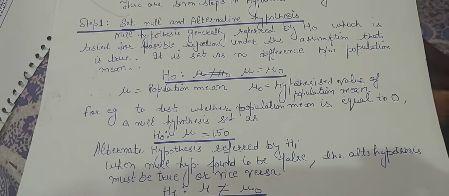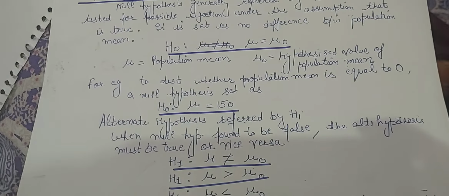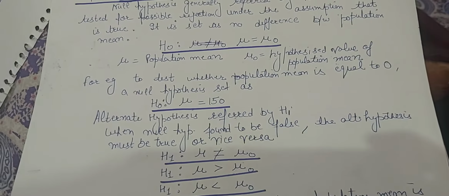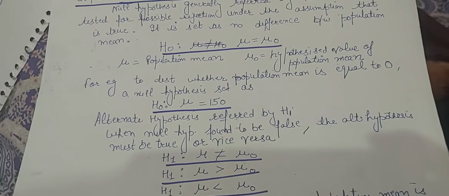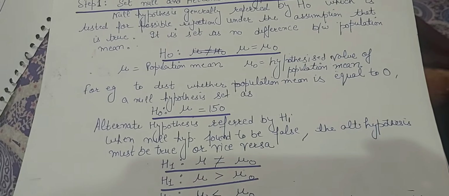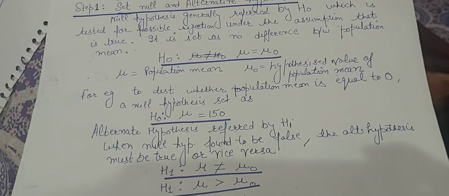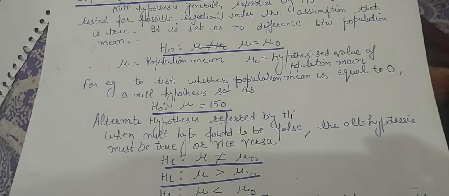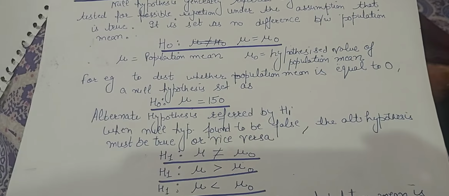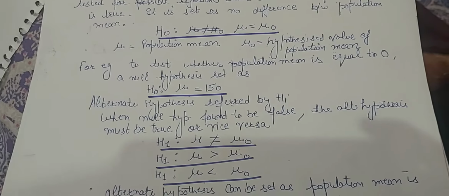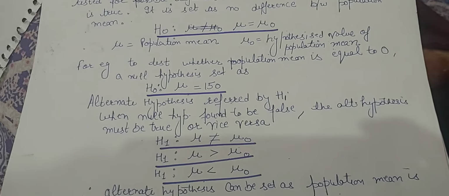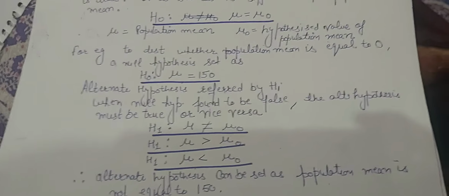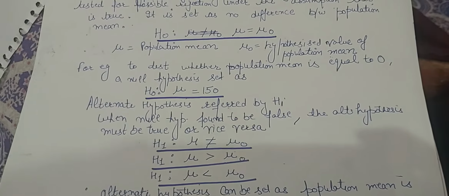I'll try to explain it through an example. For example, to test whether the population mean is equal to 150, the null hypothesis is set as mu equal to 150, and we know the alternate hypothesis is referred to by H1. So when the null hypothesis is found to be false, then mu is not equal to 150.